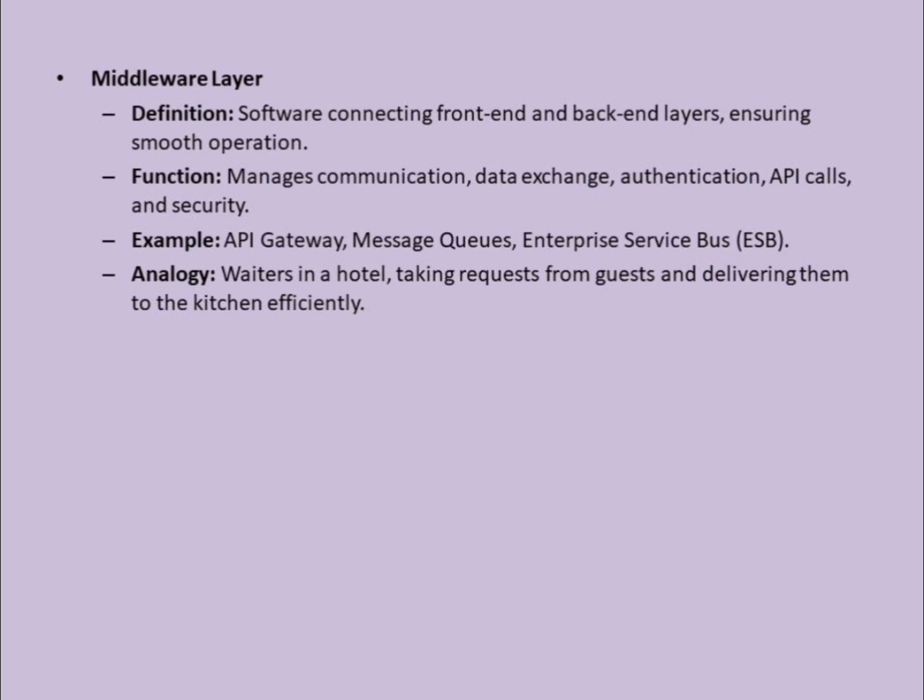It is a layer of software that facilitates communication, data exchange, and process coordination between different systems and applications. Function. The middleware manages key operations such as data transfer, request handling, authentication, API calls, and security enforcement. It ensures that user requests from the front end are properly routed to the correct back-end services, and that responses are delivered efficiently. Middleware also plays a crucial role in system integration, allowing multiple applications or services to communicate even if they use different technologies.